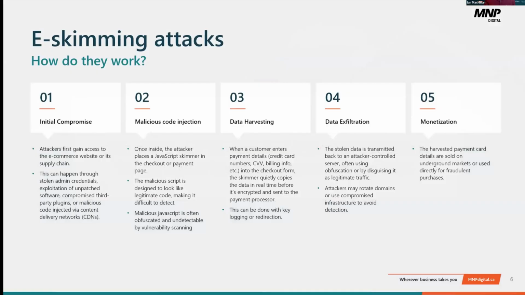E-skimming attacks are essentially attacks that occur in that environment, within the consumer's browser on their machine. So that page has already left your environment, it's in their browser. What we typically see is a 5-step process for e-skimming attacks. There are a couple of different names: e-skimming is one, Magecart attacks is another. We have a lot of examples of these in Canada and in the US as well, so you can certainly find examples of this.